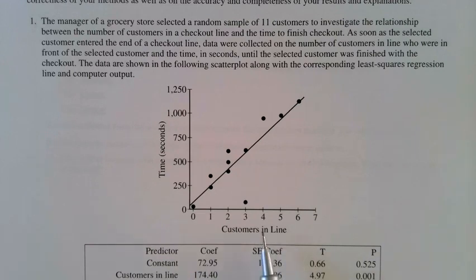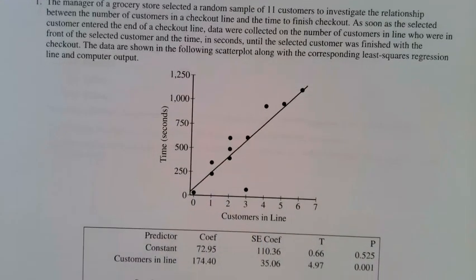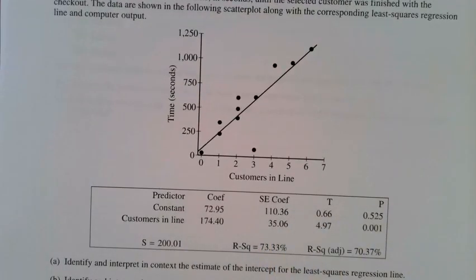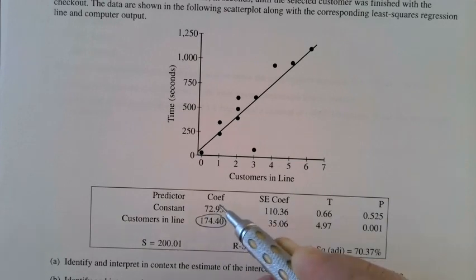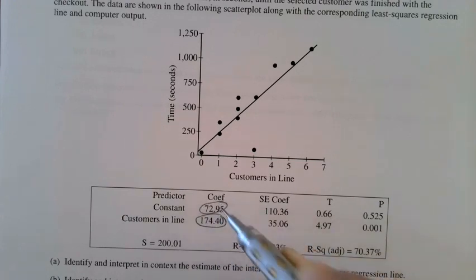Okay, so customers in line, time in seconds it took them to complete the checkout. Here's all my computer data. Let me just run through what these are. Customers in line, that's going to be my x. That's going to be my constant, and the customers in line.